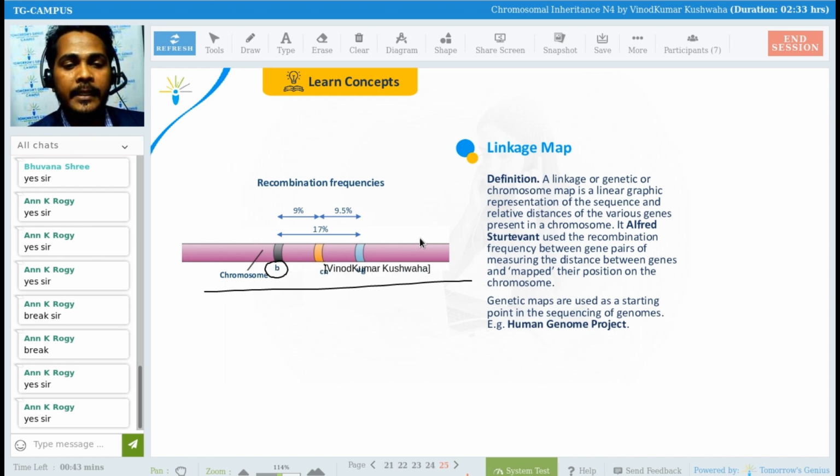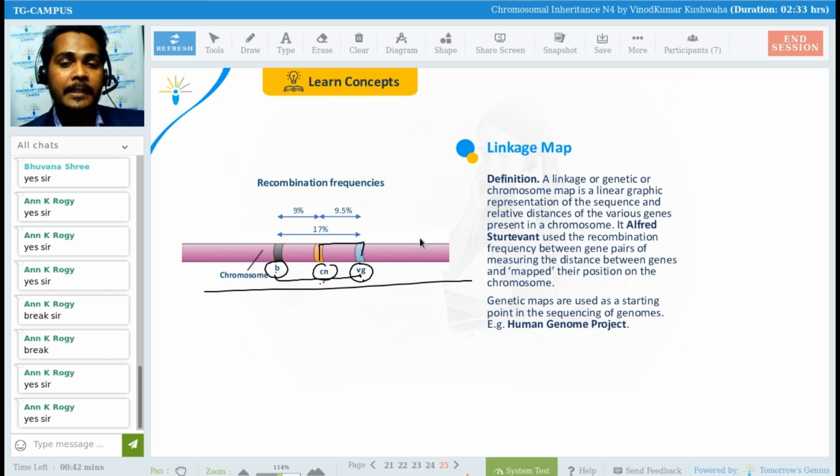This is B, CN and VG, three different genes present on this chromosome. So when we measure the distance between B and CN, or between B and VG, or between CN and VG, that distance is considered as a linkage map. So what are the important steps for linkage mapping? What is the basic background of this linkage?